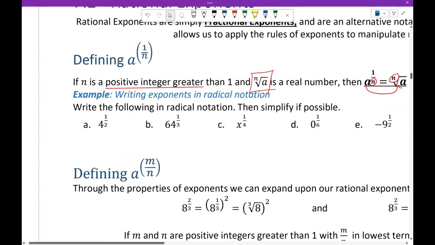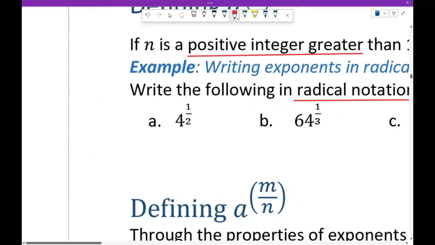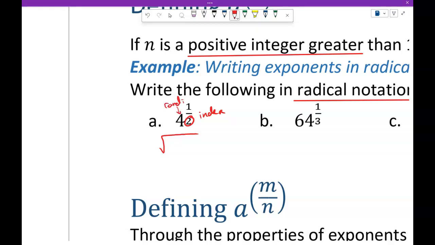A lot of times what we can do is take something that's in rational exponent form, write it in radical notation, and then this will sometimes even allow us to simplify. So we're going to go ahead and do that. With 4 to the power of 1/2, 2 is our index, meaning we have a square root, and 4 is our radicand, so that's going to go inside of the radical symbol. And since we can take the square root of 4, that ends up equaling 2.